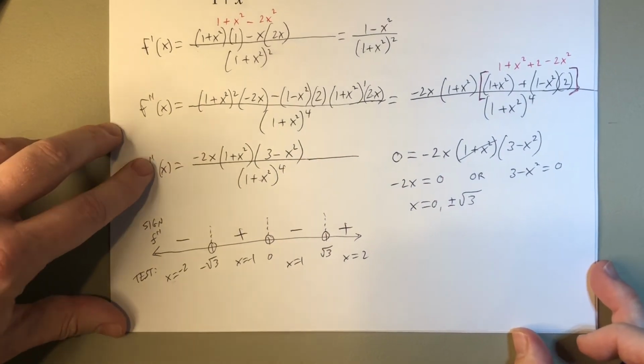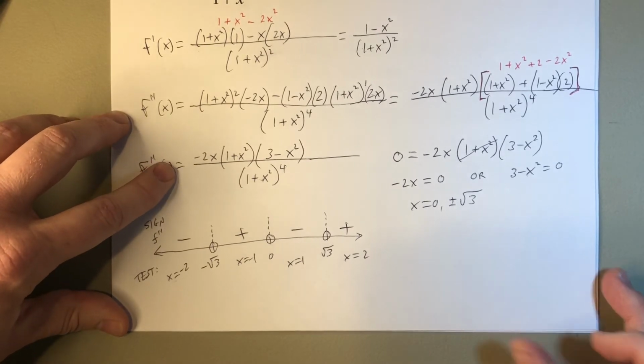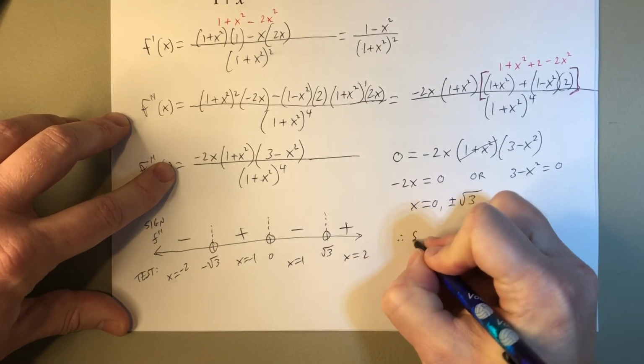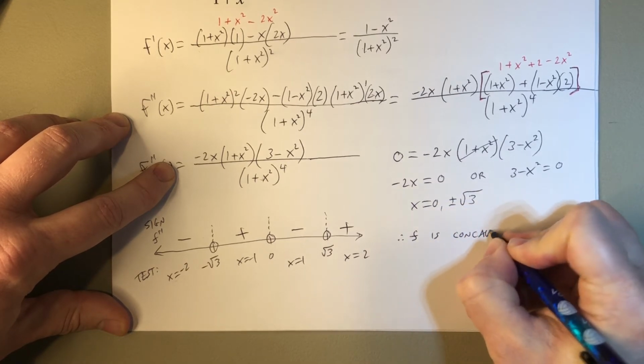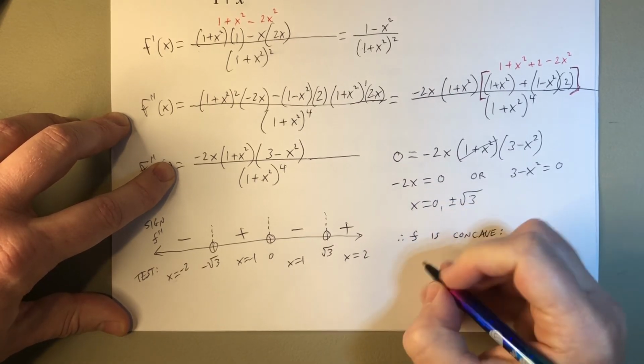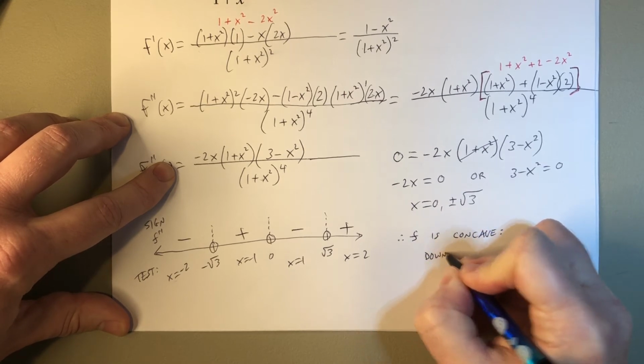And now what we need to do is come up with our conclusion. So therefore, f is concave what? Concave downward? Where?